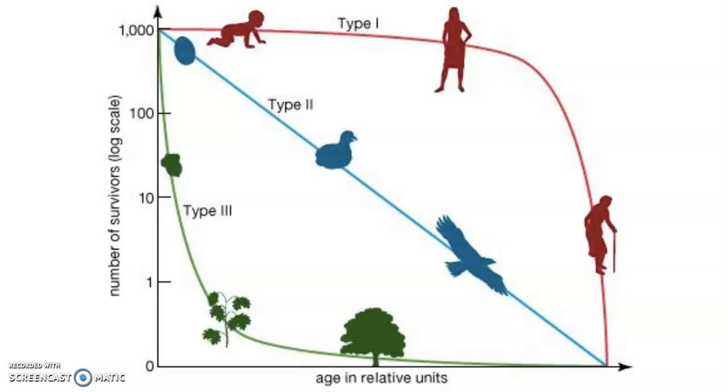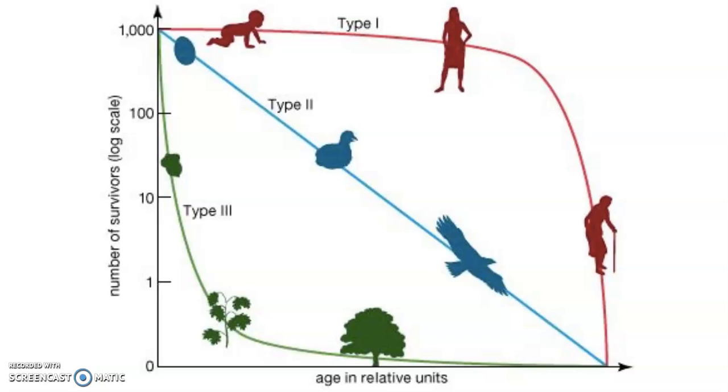So if we wanted to put a label on specialist species, they tend to be advantaged in habitats that remain constant. So they don't like change. They're going to be type 1. They're going to care for their young. They're going to reproduce later in life. Okay. Versus generalist species, they tend to be advantaged in habitats that are changing. So generalist species are a type 3 survivorship curve.